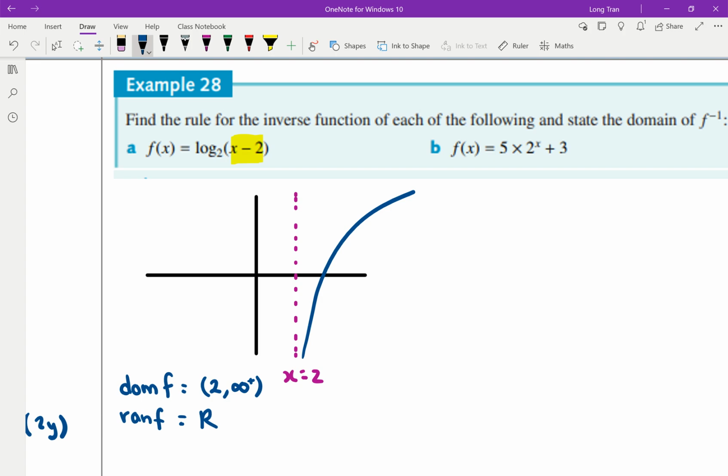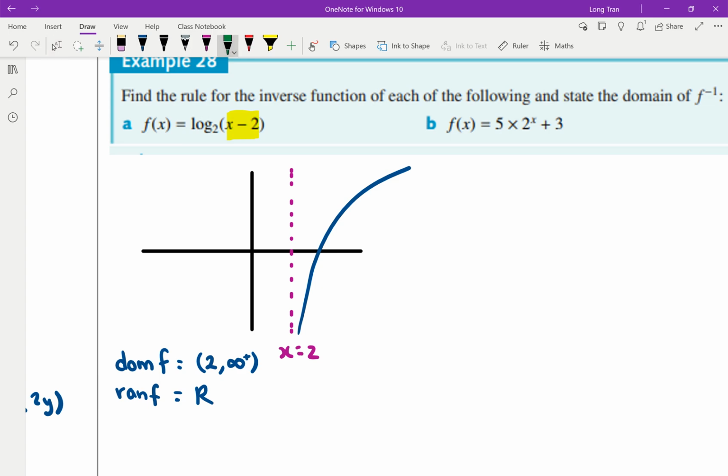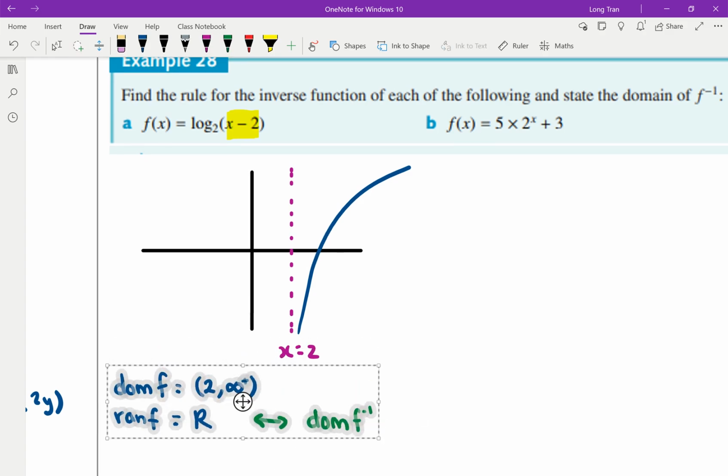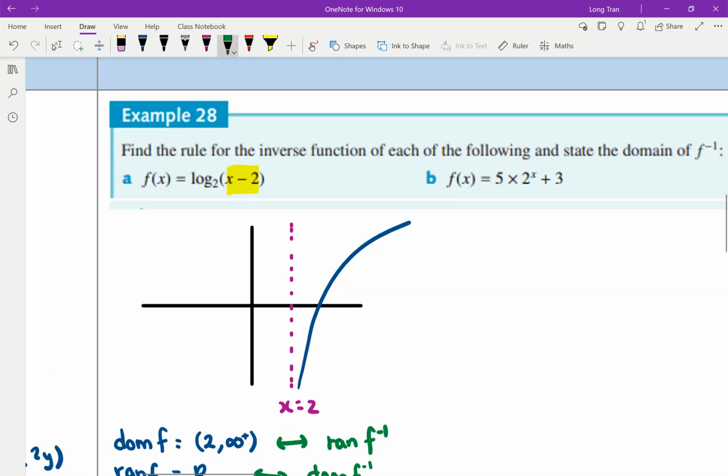So that means when you find the inverse, remember, the domain of the inverse is equivalent to the range of the function. And likewise, you can then say that the domain of the function is equivalent to the range of the inverse. If you remember that from our previous chapters, I'm just going to write it here just to remind you. This is range of f inverse. Cool. So answering the question, we now need to find the inverse function.